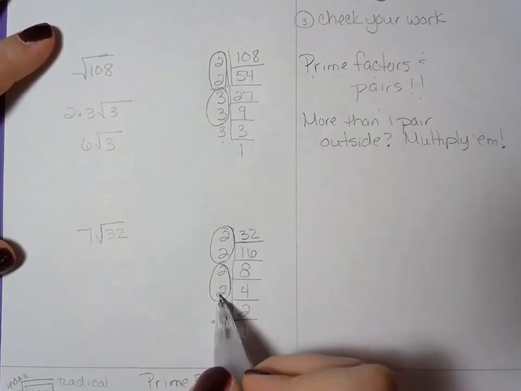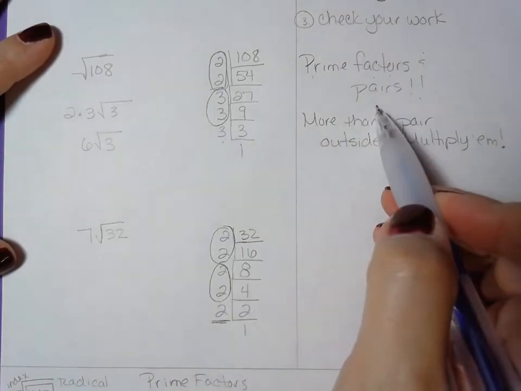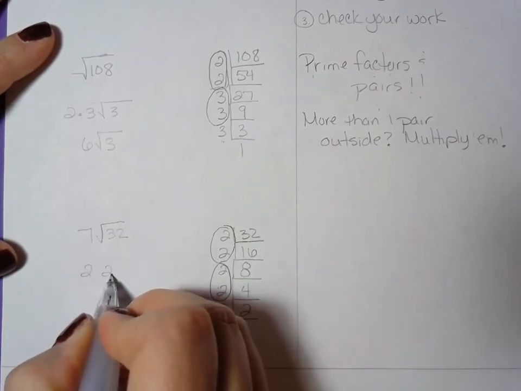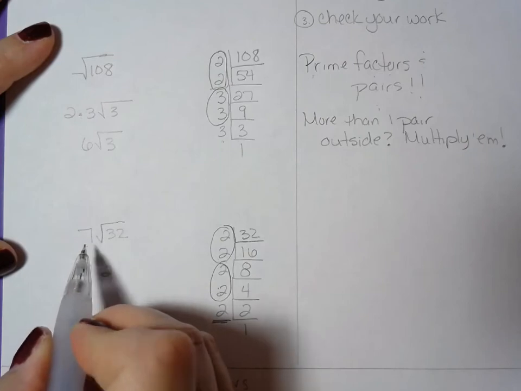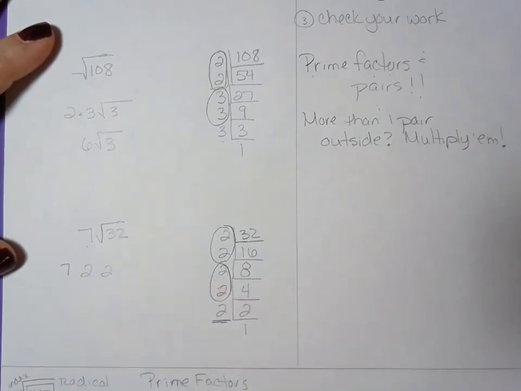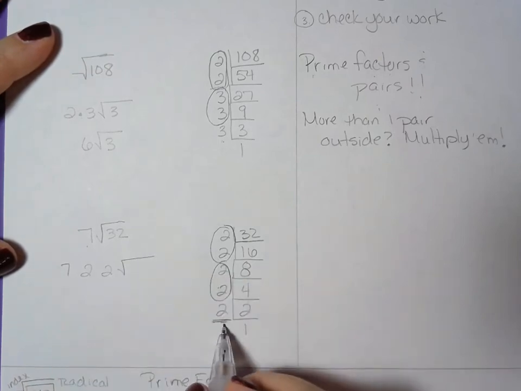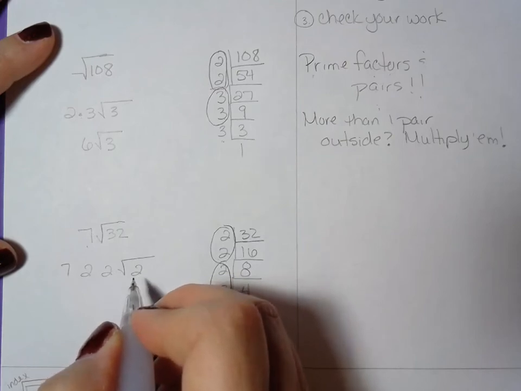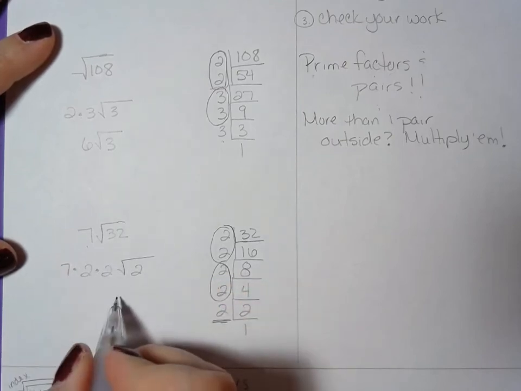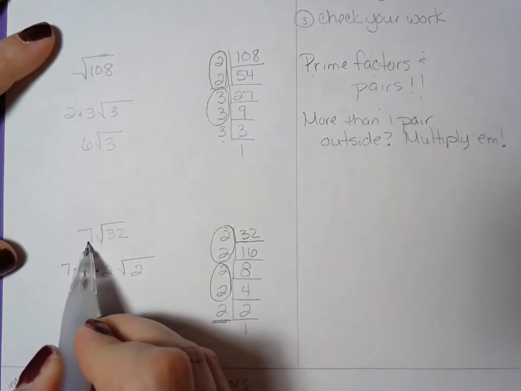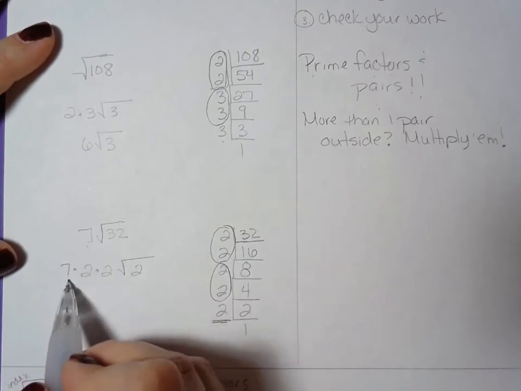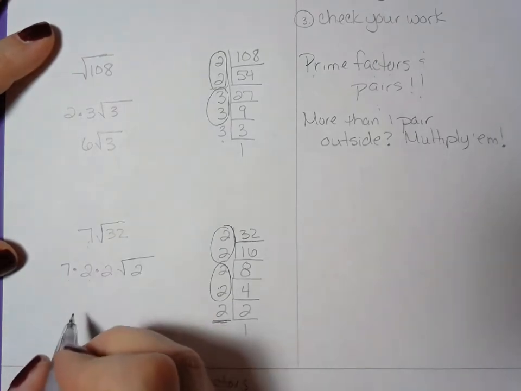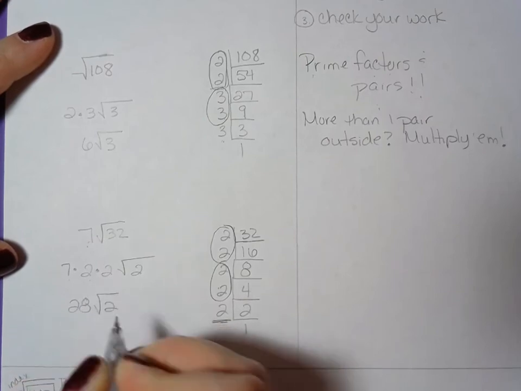So what we're going to do is we've done our prime factors, we've got our pairs. Each pair gets to go outside. So I take a 2 outside, I take a 2 outside. There was already a 7 there, so guess what? It's still there. It didn't disappear. And then the 2 that didn't have any friends, he didn't get to go outside, he stays in the house. So we're going to take all these numbers that are outside, even the 7 that was already there, and multiply those together. So 7 times 2 is 14, and 14 times 2 is 28. So we got 28 square root of 2.